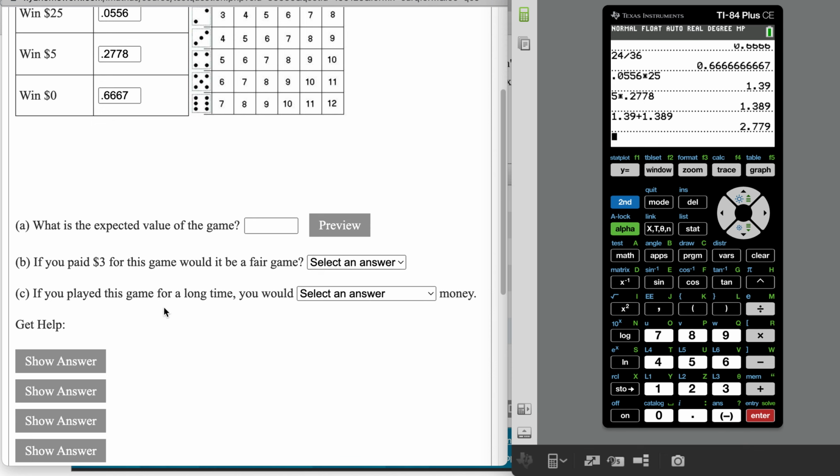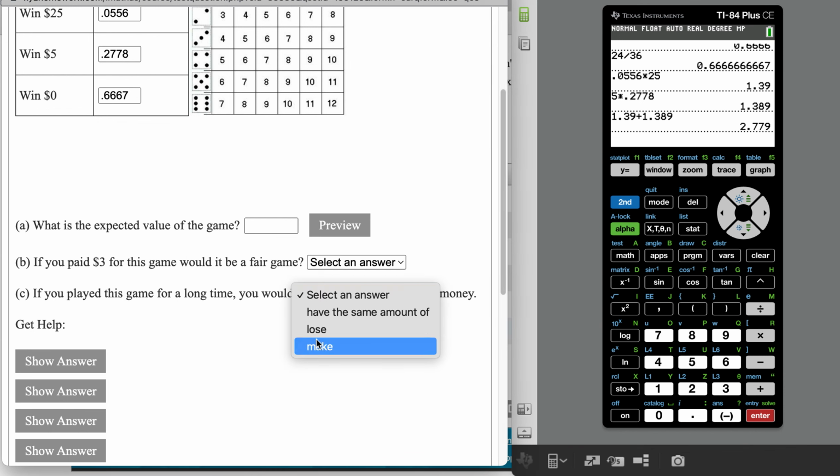If you played this game for a long time, would you make money or lose money? In this case, we would make money because the expected value came out to be positive, which means in the long run, after I play this game many times, I'm going to make an average of $2.78 per game, if we round to two places.